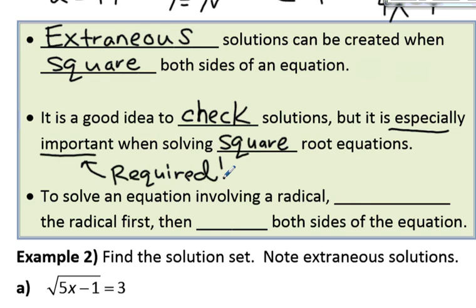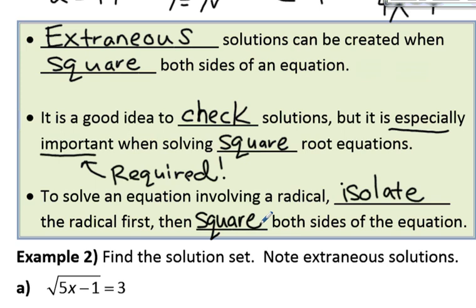Okay, so to solve an equation involving a radical, we already talked about this, you're wanting to isolate the radical itself first. Okay, so just get the radical. If there's anything in front of the radical or adding or subtracting from the radical, you want to get rid of that. So get the radical by itself first. Then, when you have the radical isolated, you're going to square both sides of the equation and solve. And then after that, you want to check.